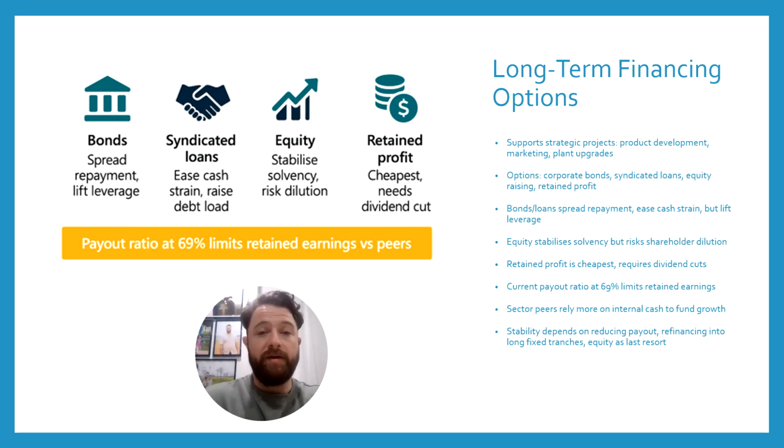Retained profit is the cheapest form of capital, though only available if dividends are reduced. For Yope, long-term stability depends on cutting the payout ratio, refinancing existing debt into longer fixed tranches, and keeping equity as a last resort unless market conditions shift. Yope's payout ratio sits at 69%. This over-distribution limits retained earnings and explains why peers in the sector often rely more on internal cash to fund growth.